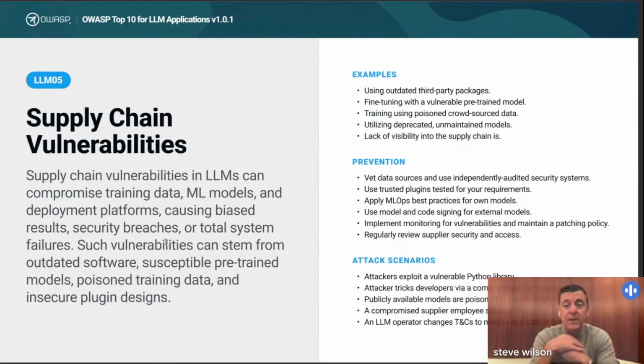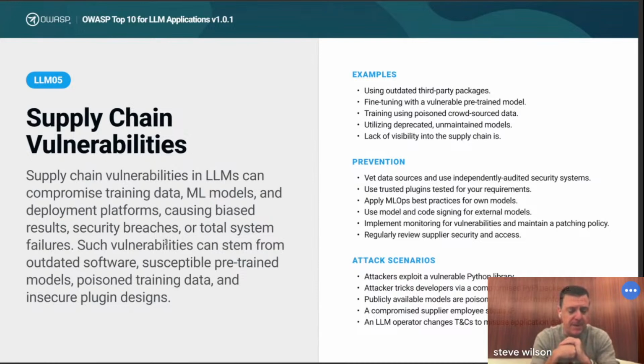But we've seen real world attacks where large corporations have had their keys compromised on Hugging Face, and people have replaced the models there with compromised models. And so there are new places that you need to look at in your supply chain, not just the classic places, but new places.